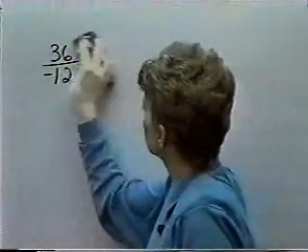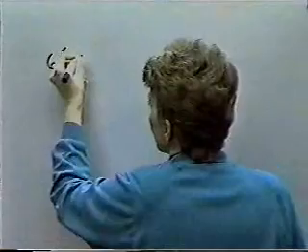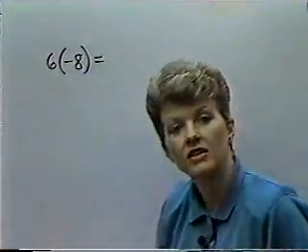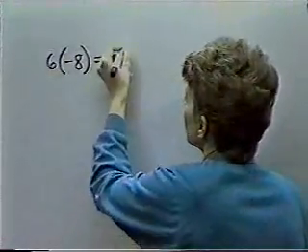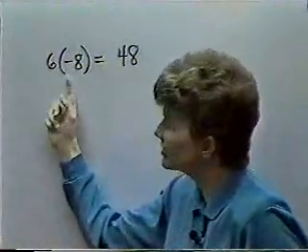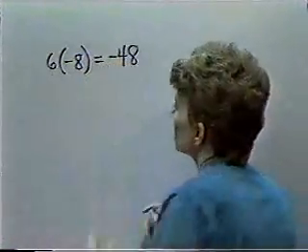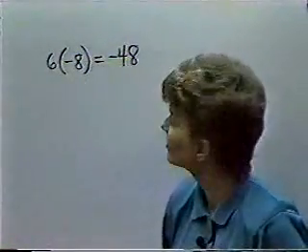All right, let's try another multiplication. 6 times negative 8. 6 times 8, that's 48. And a positive times a negative, that's negative, so my answer is negative 48.